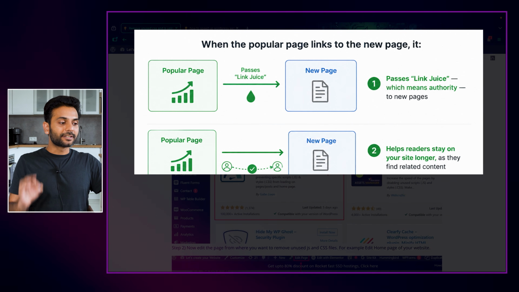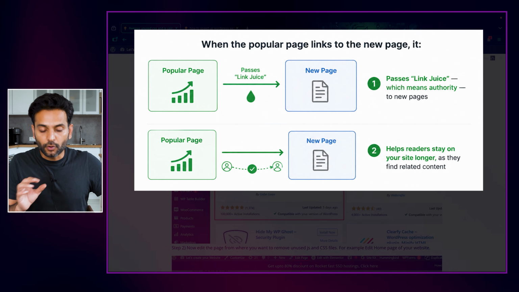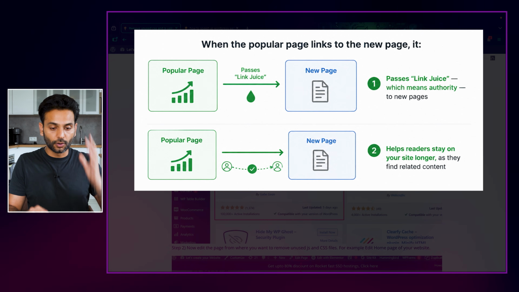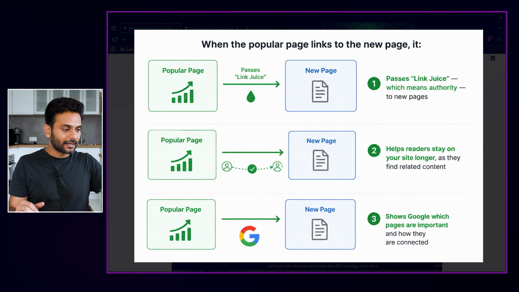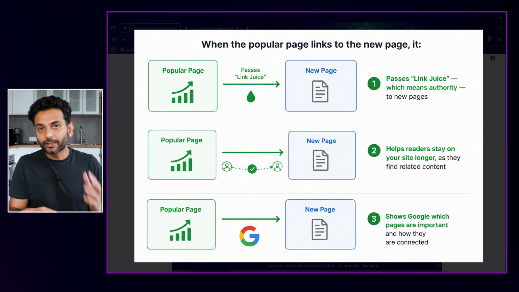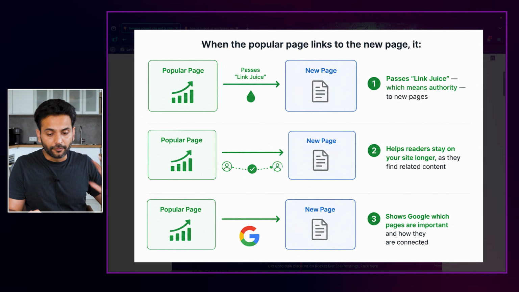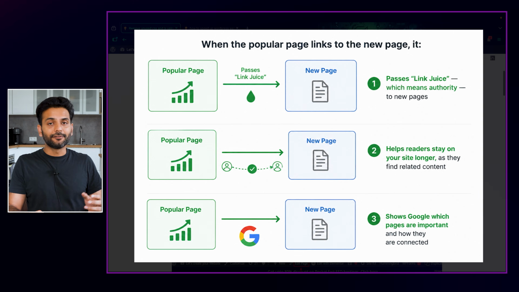It helps readers to stay on your website longer by offering related content. That's why I said that you should always interlink the related content. Third thing is, it shows Google exactly which pages are important and how they are connected to each other. I think the concept is very, very simple. And by doing this, we get so many benefits.